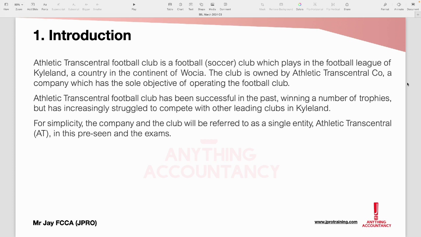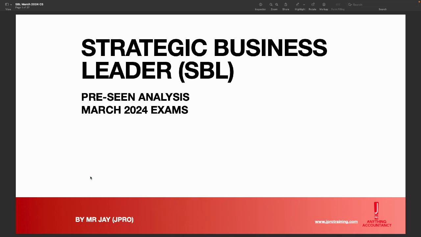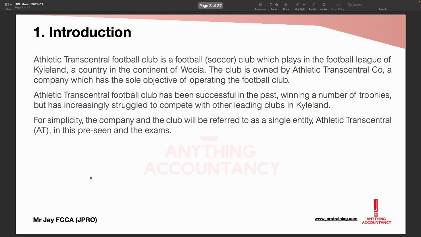Introduction here, Athletic Transcentral Football Club. Okay, that's the name of the club that you have. So this one is basically Transcentral Football Club. Okay, it is basically a club which plays in, hold on.